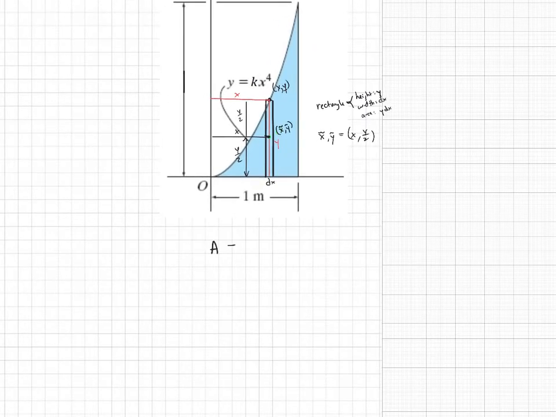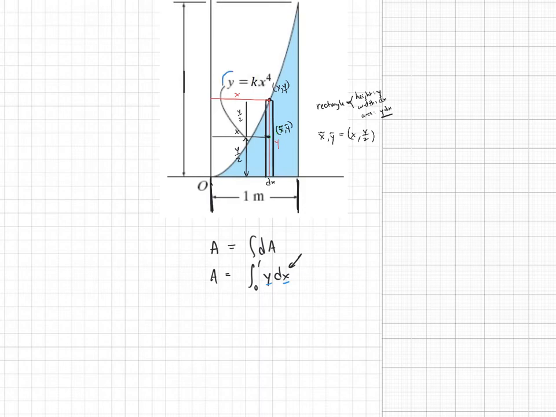So the area equals the integral of dA, right? The dA is the differential area, so the integral of y dx. And if I want to know where I'm beginning and ending, I'm going from x equals 0 to x equals 1, so from 1 to 0. The only thing that's stopping me from just solving this is the fact that this is an x and this is a y, and I can't do that.